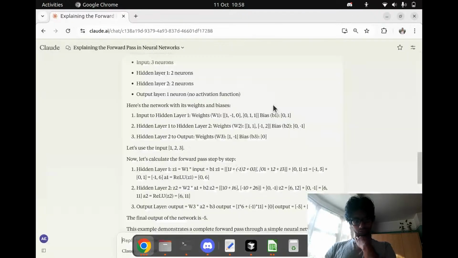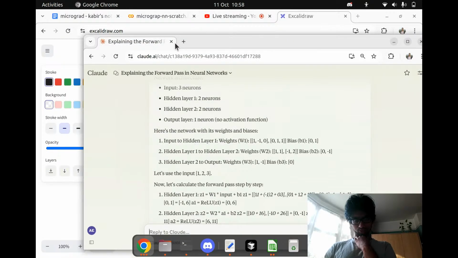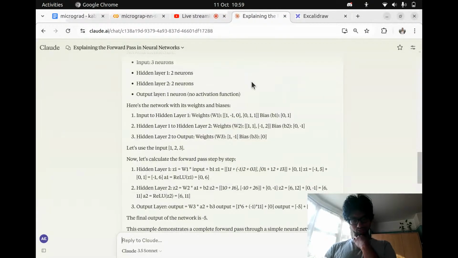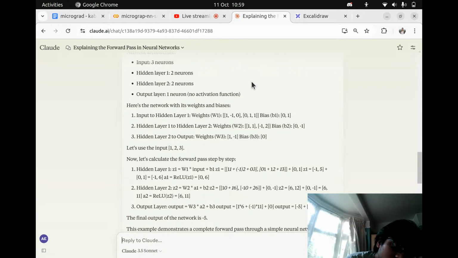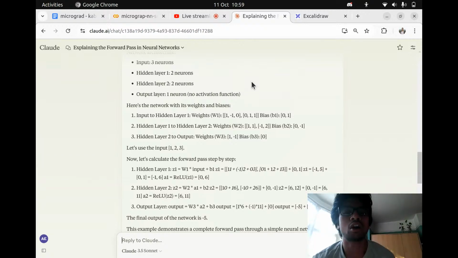So bias, what does that mean? So what are you going to be doing to that? Multiplying by the weights. And then add the bias. How do you multiply by matrices again?